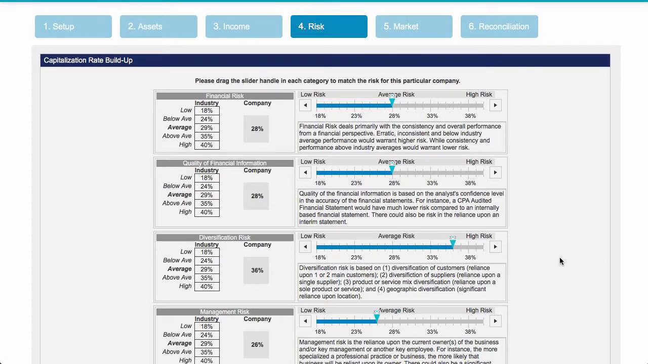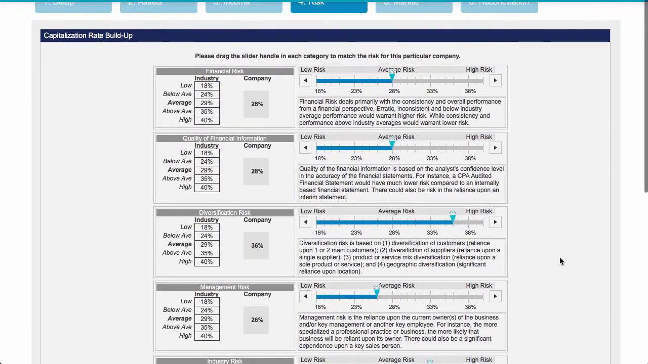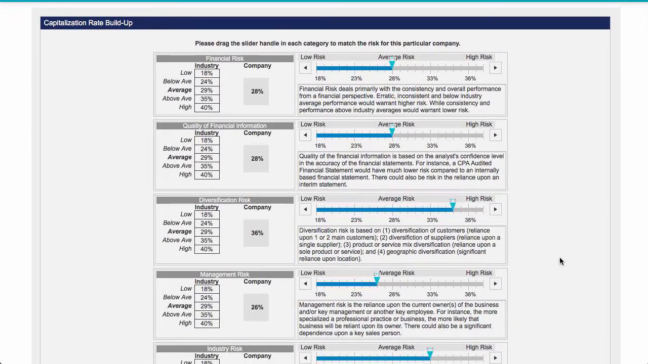In the risk section, we're focusing on building a cap rate. A lot of you would also look at this as a multiple of cash flow. The cap rate is the invert of the multiple of cash flow. So let's say if you have a 25% cap rate, 1 divided by 25% gives us 4 times. That'd be a 4 times multiplier of cash flow.